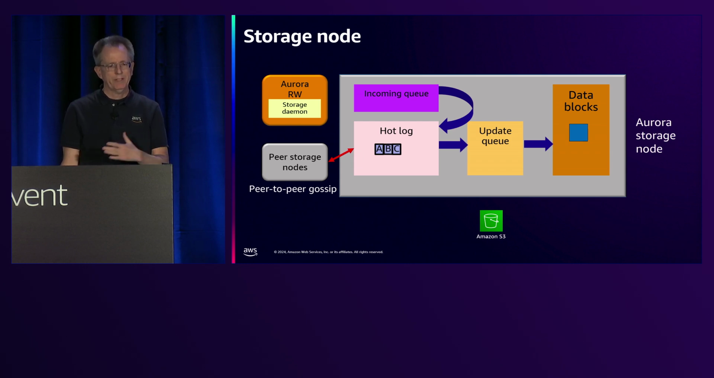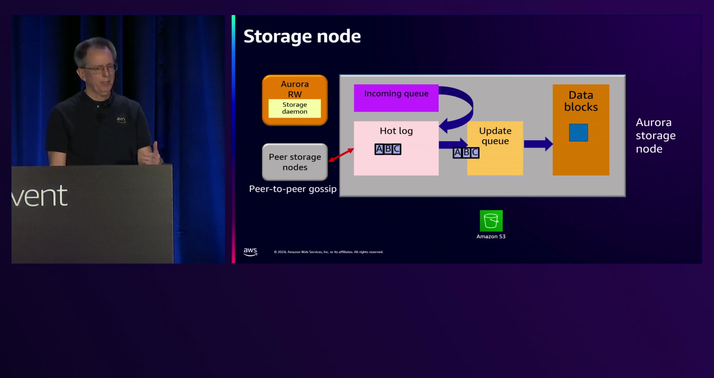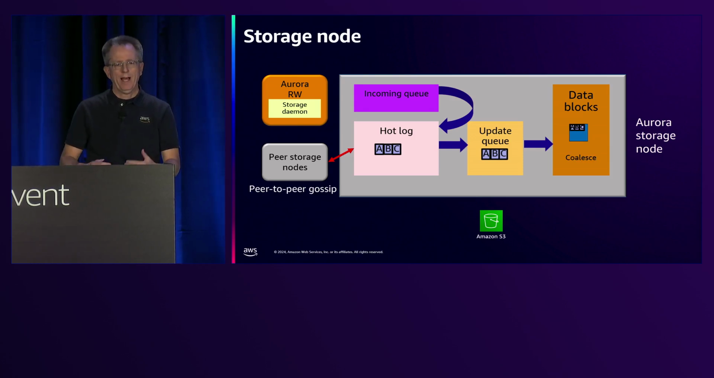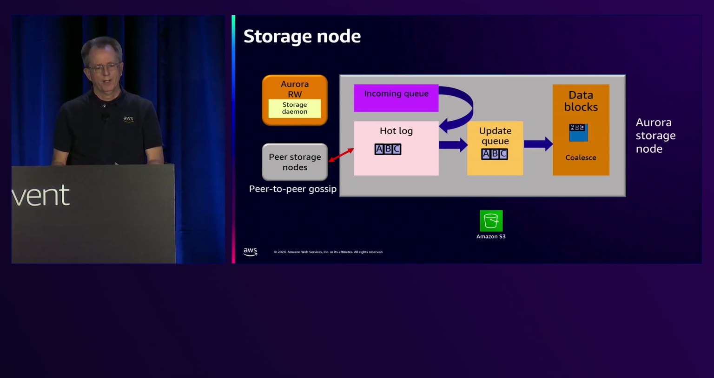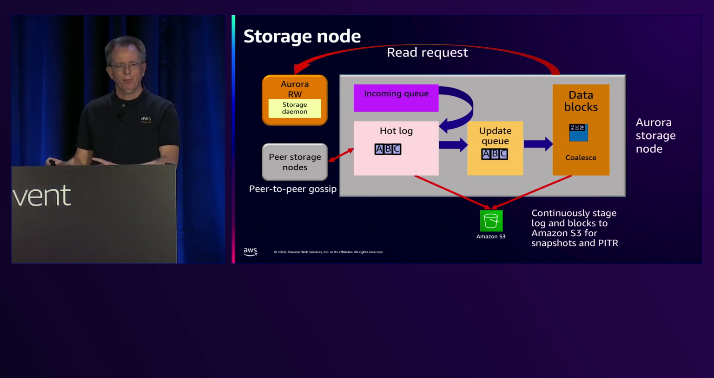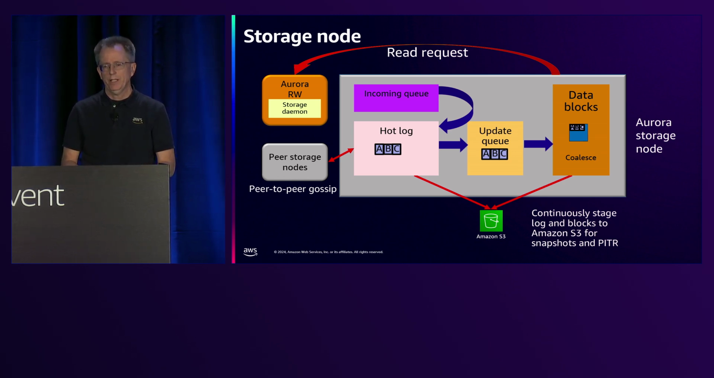And now that we have the complete sequence, we're going to go put this in the update queue, and we're going to merge it into the data block. So this is where we coalesce. So this is how we go from logs to blocks. And now when you go do a read, guess what? You're just reading a block back. So both those logs and the data blocks are backed up continuously from storage, so no load on the server, to S3 for both snapshot and point-in-time recovery.